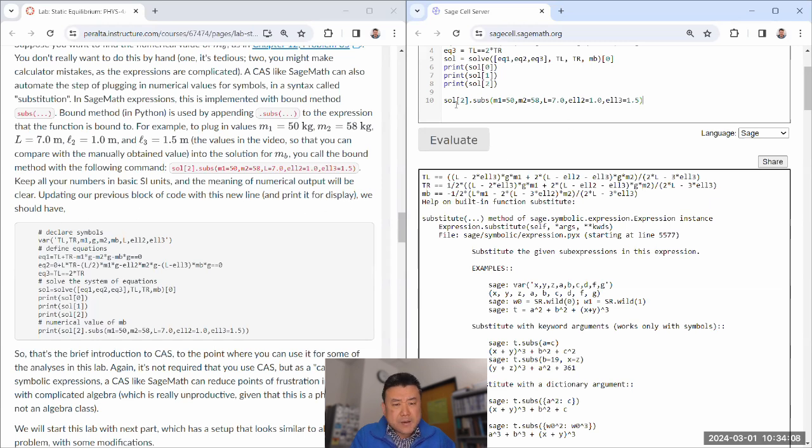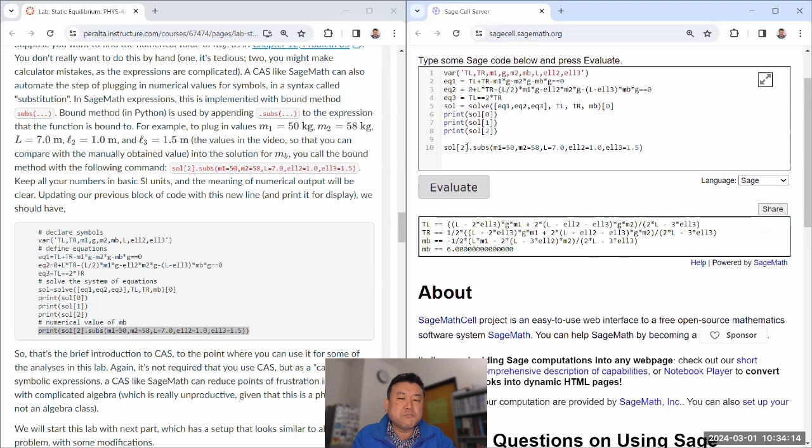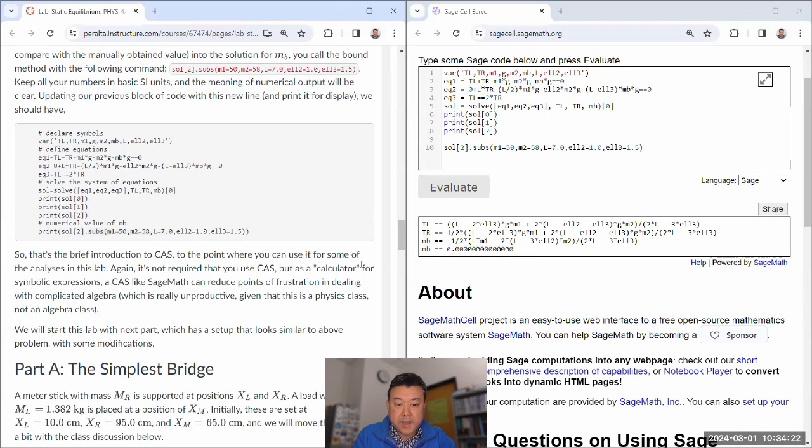By the way, I don't think we need that print. As long as I'm just looking at this, I can just evaluate and it'll still print the last line. Yeah, it still prints the last line. Different ways to do it. Then with that, it says MB is equal to 6, I assume kilograms. And to check if it's correct, you can go back up in the video and check.